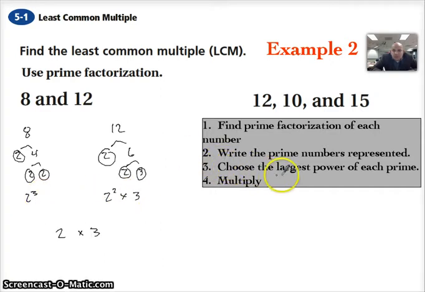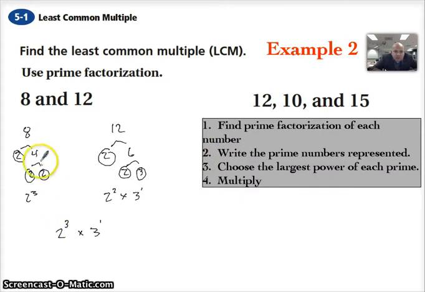Our next step is to choose the largest power of each prime. Well, for the 2's, it's between a power of 3 or a power of 2, and we're going to choose the power of 3 because it's the largest. With the 3, there is no power, or the power is actually 1, so we're just going to leave it as a 1.